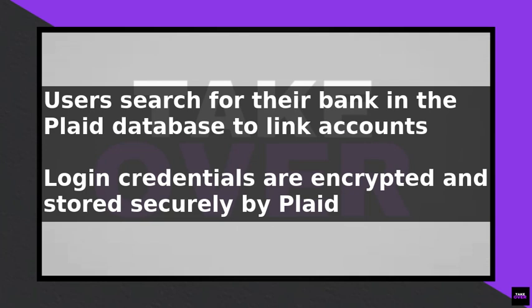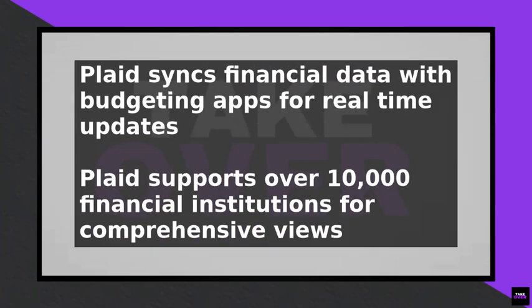After you have linked your account, Plaid will sync your financial data with the budgeting app. This allows you to view your account balances, transactions, and other financial information in one place. You can then use this data to create a budget, track your spending, and set financial goals.